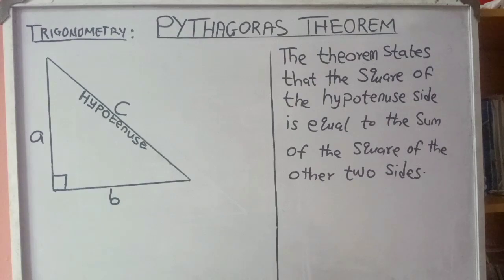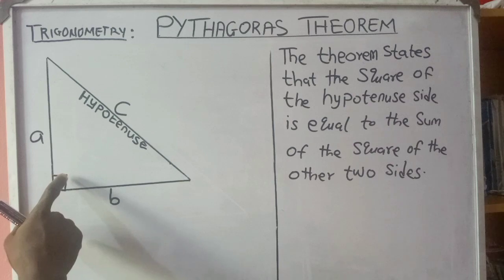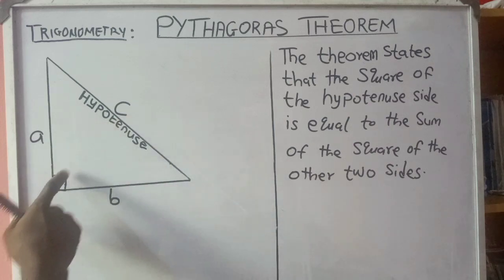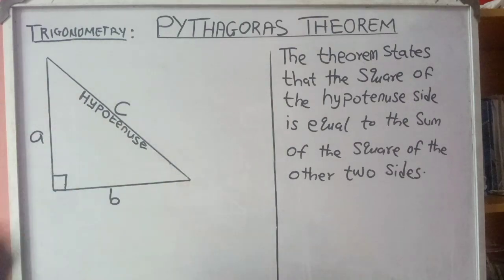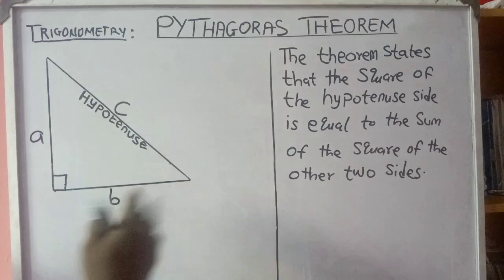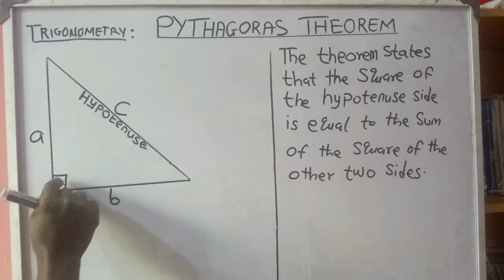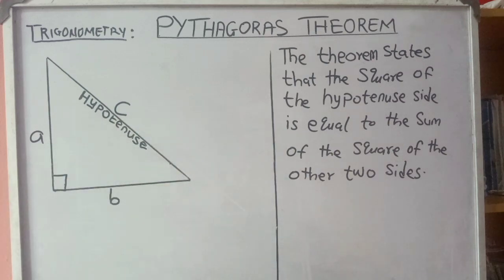All right, so in the right-angled triangle, the sides are described as follows. The side that is facing the right angle, the opposite of the right angle, is known as the hypotenuse. Sometimes some students call it the longest side of the right-angled triangle. But you have to take note that it is the side that is facing the right angle. That is exactly the one you call the hypotenuse side.